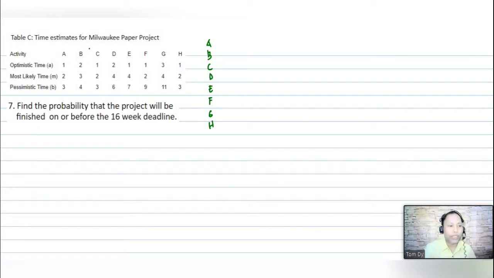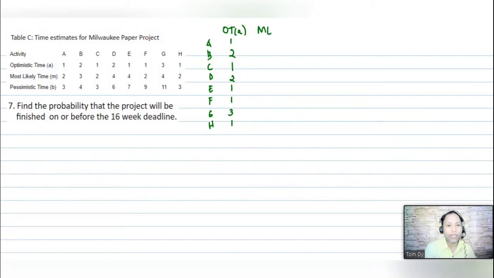And then for the optimistic time, I will write here OT, optimistic time. That will be our A. So our optimistic time, we have here 1, 2, 1, 1, 2, 1, 1, 3, 1. Okay, 1, 2, 1, 2, 1, 1, 3, 1. Next, most likely time, so I will write here ML.